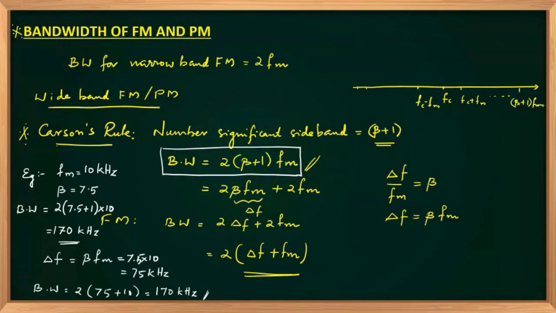So this is an important formula. Questions will be asked based on this equation. It will be provided with beta and fm, or sometimes delta f and fm, to calculate the bandwidth. So I think this is clear for you.